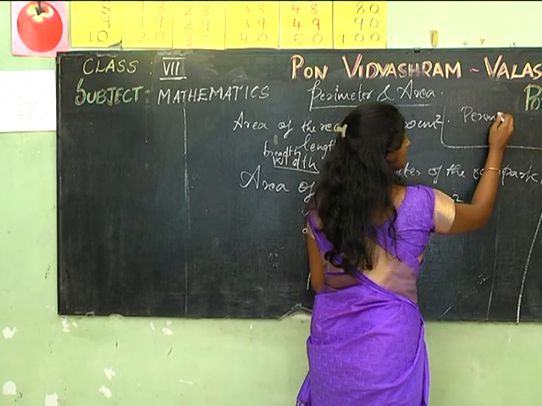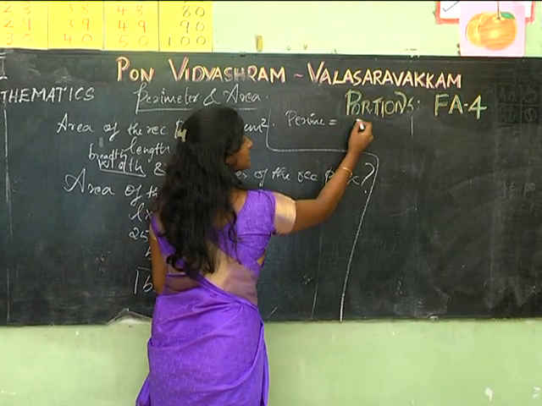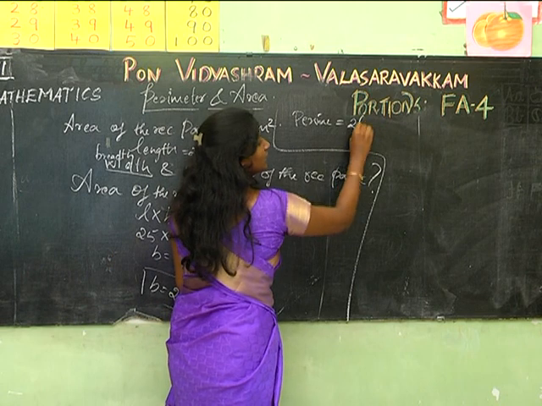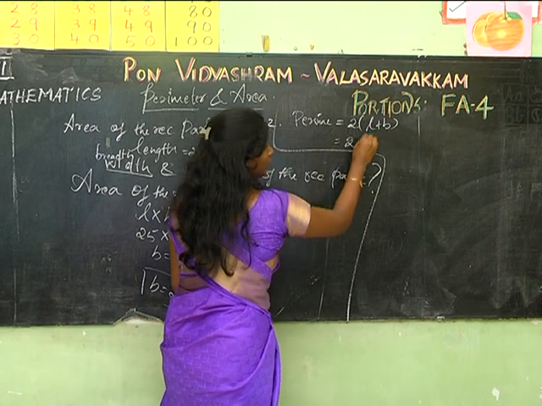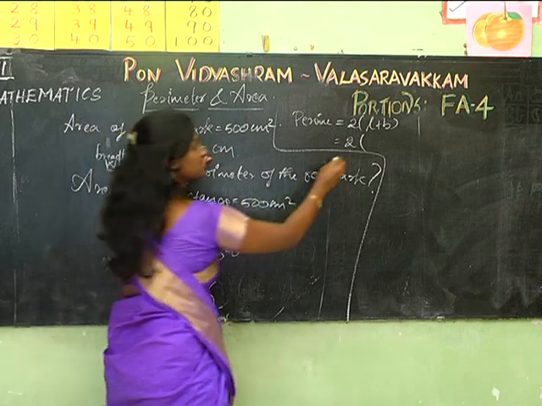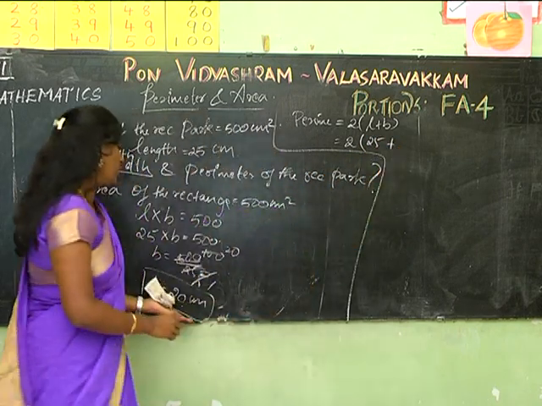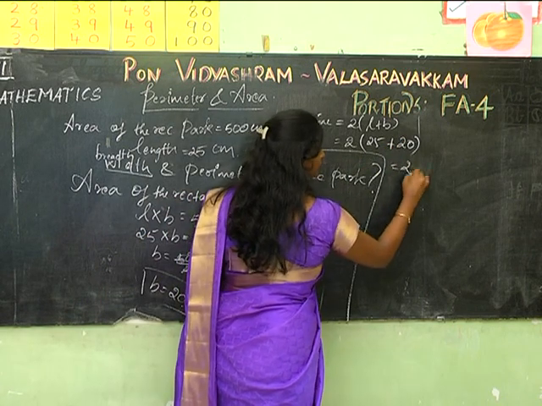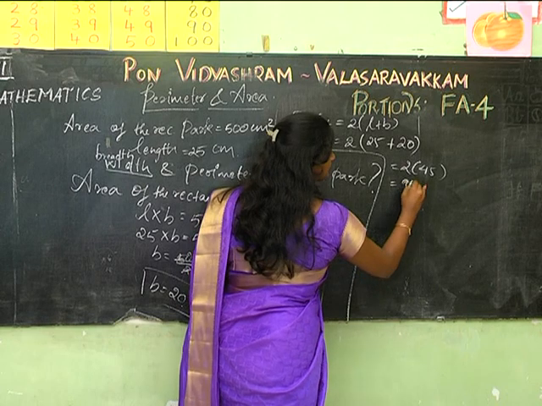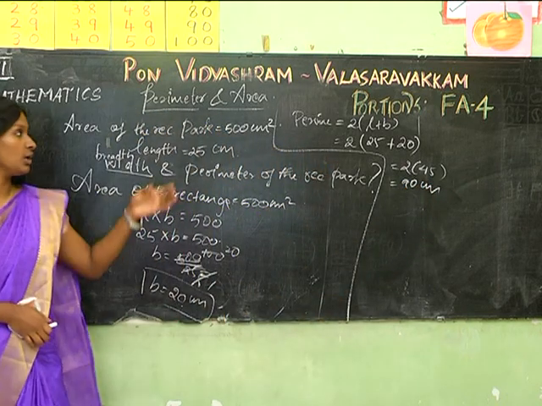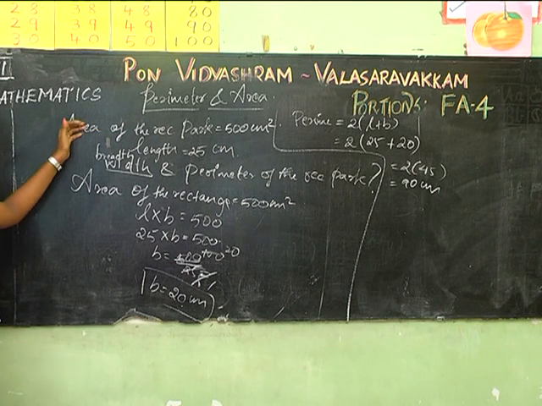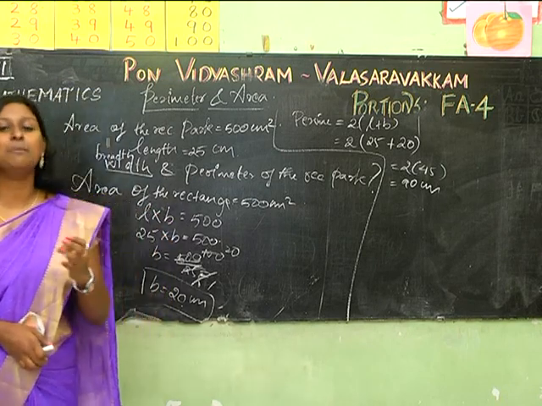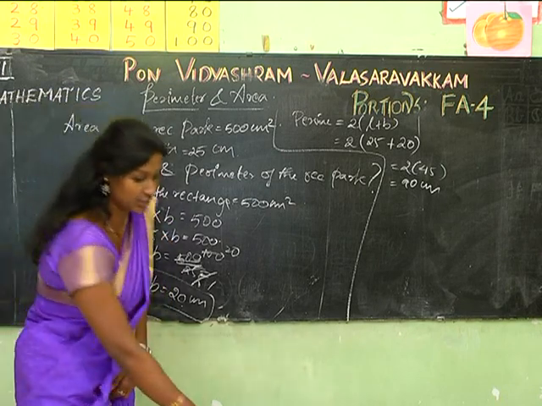The perimeter of the rectangle is 2 into (L plus B). The length is already given in the question as 25, whereas the breadth value we have found as 20. So 25 plus 20 gives 45, and 2 times 45 gives 90 centimeters. So if a question is given this way, with area and length, and we are supposed to find the width and perimeter, with the help of the perimeter and area formulas we can obtain the answer.